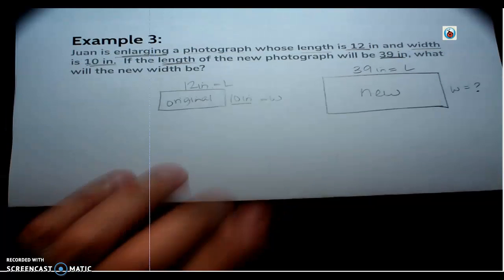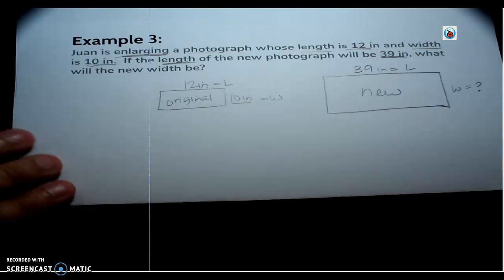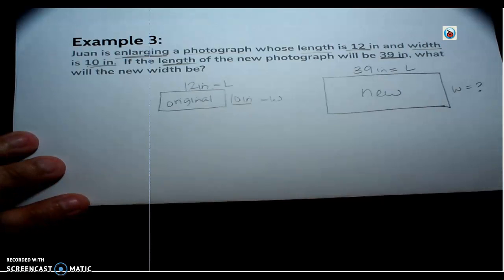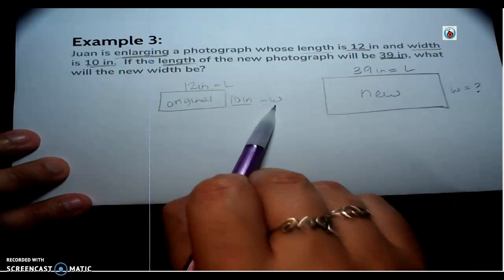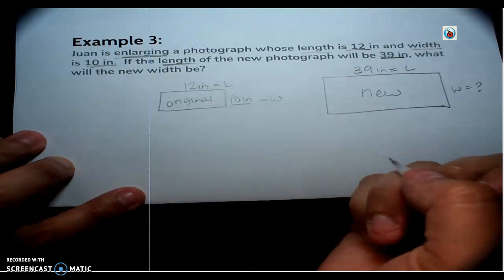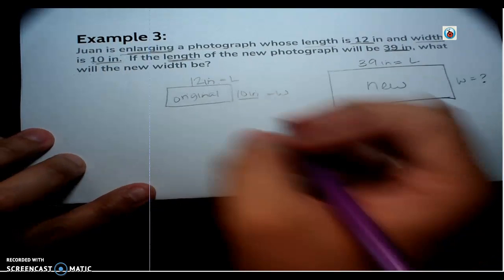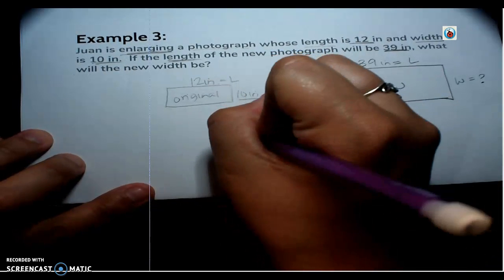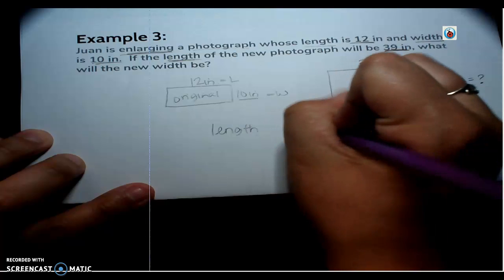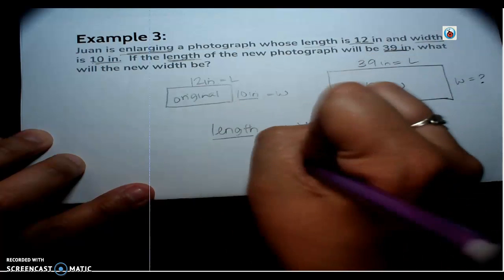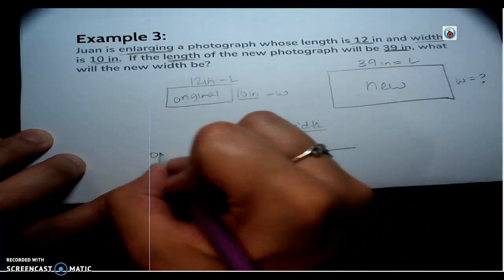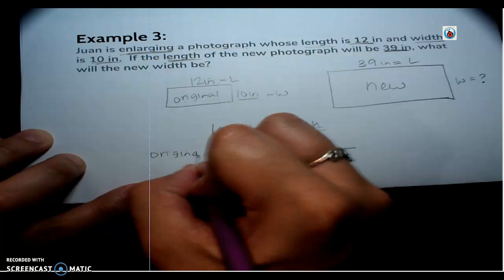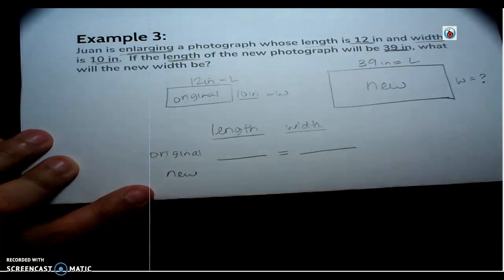So now I can go ahead and start setting up my proportion just like I've done before using my 4 labels. So for my 4 labels, I'm going to use original, new, length, and width. And remember, your labels are interchangeable, so you can put them in different places. So I'm going to put length and width up here. And then I'm going to use original and new on the side. So I'm going to go ahead and start filling in what I know about these numbers.